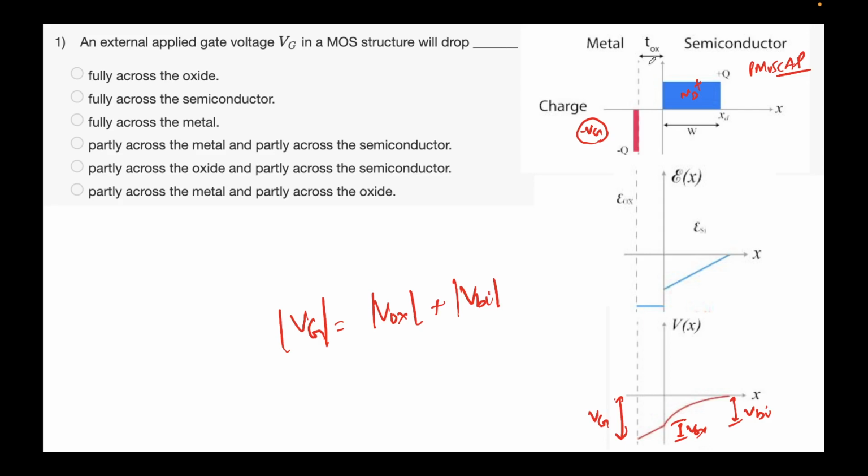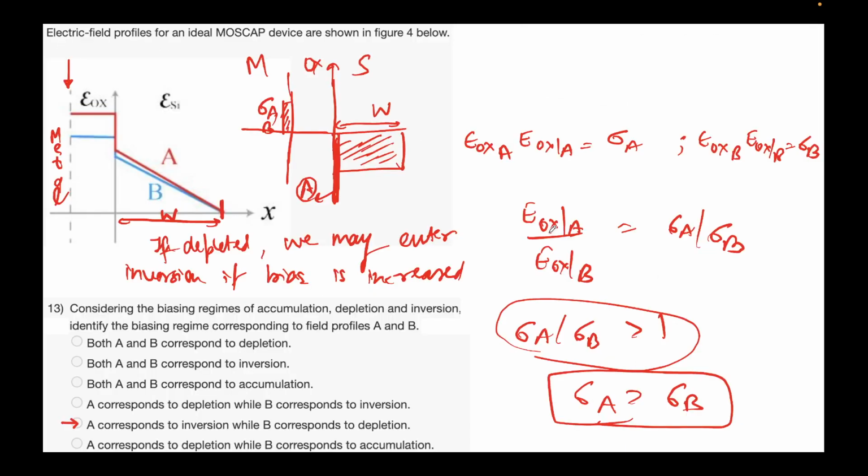If you recall, EF we have been drawing perfectly flat. For this problem EF is flat even though there is some gate voltage, right? There's no transport of carriers. Fine. So we saw that the VG is being dropped in the oxide as well as in the semiconductor.